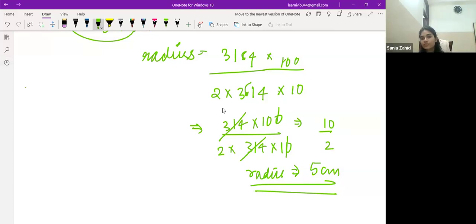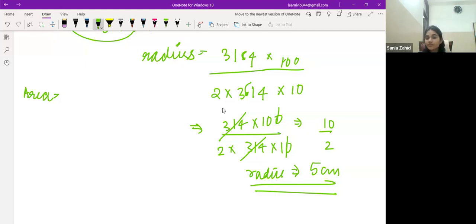Ma'am, won't we put square? Where will we put square? No, like 5 centimeter square. No, you put a square only in area. Only when you find the area, then you will put square. You don't put square in the diameter, you don't put square in the radius, and you don't even put square in circumference. So now what will be the area?